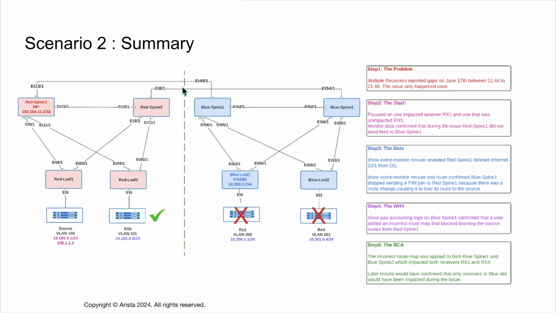And when we looked at blue spine 1, it looked like it had just stopped sending the joins. And this was very odd for us because there were no receivers at that time. No one had left, which we had also confirmed from blue leaf 1.